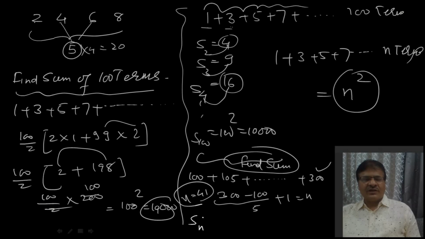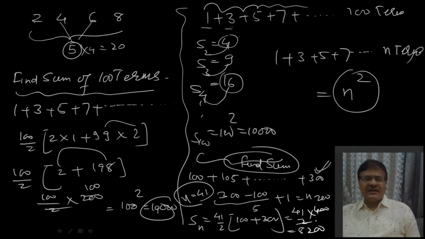Now what is the formula of sum? n by 2, and first term plus last term. As the last term is available, we can apply this formula. So 100 plus 300, so that is equal to 41 by 2 multiplied by 400. So 2 cancels with this 400, 200 into 41, that is 8200 is my answer.